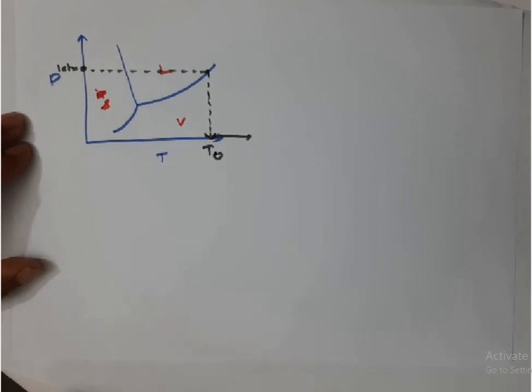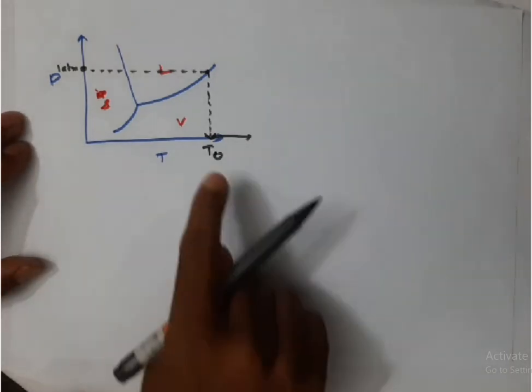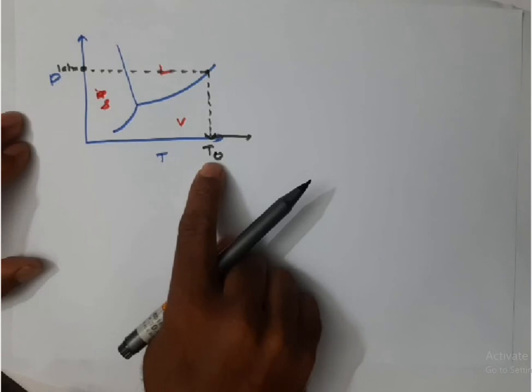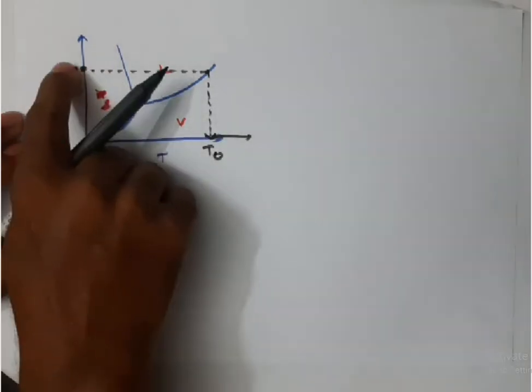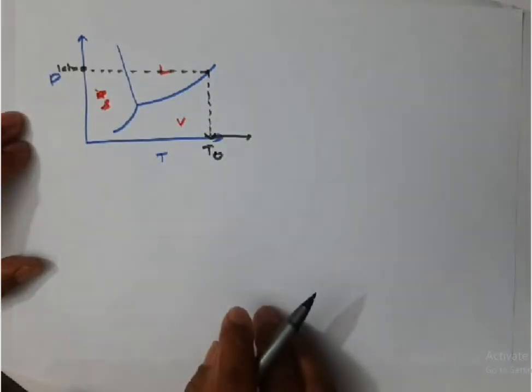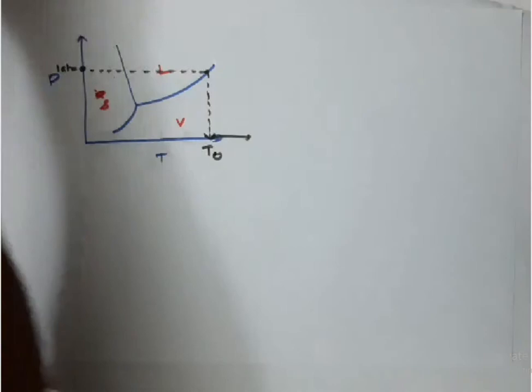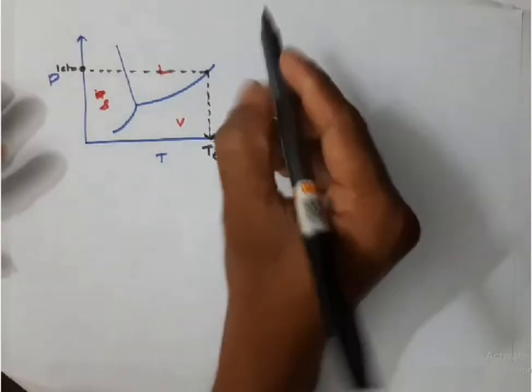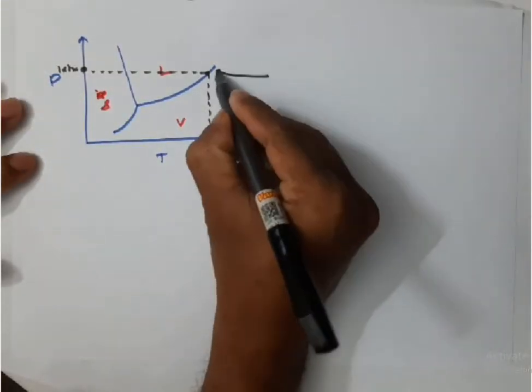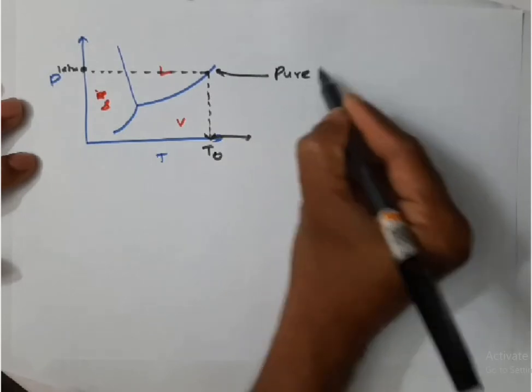Water is used as solvent for many cases, so we have taken water. So this is the normal boiling point of water. Normal boiling point means external pressure should be 1 atmosphere. That's all. Okay, so this is pure water. So let me call it a solvent. This curve indicates the pure solvent.